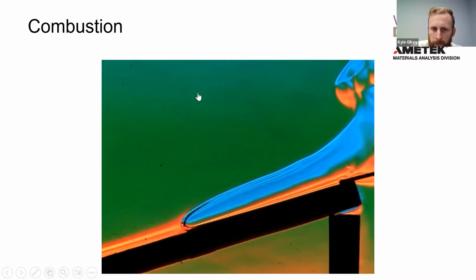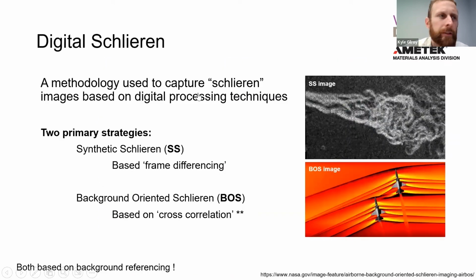All right, so what happens if you have a test with a relatively large field of view? Or maybe you can't afford expensive optics like lenses and mirrors, all right? Digital Schlieren is a method that you can do today in your home without any special optics or mirrors, okay? And there's two ways of doing that. One's called synthetic Schlieren, and the other one is called background-oriented Schlieren, okay?